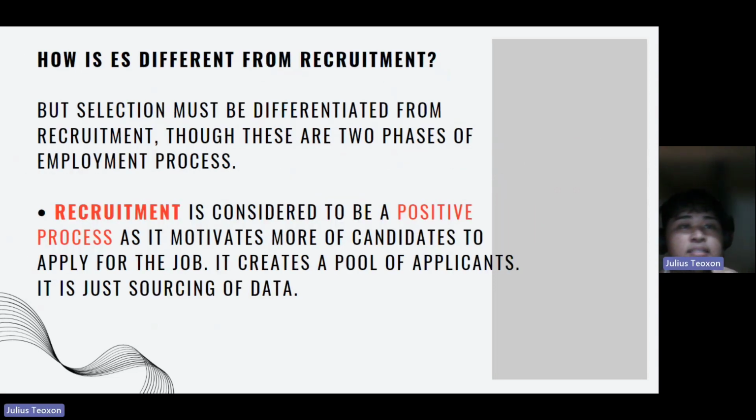Next is how effective selection is different from recruitment. Recruitment is the process of finding potential applicants and encouraging them to send their application for an anticipated vacancy. The selection, on the other hand, is the process involved in hiring employees among all the candidates that have been shortlisted, giving them a job.